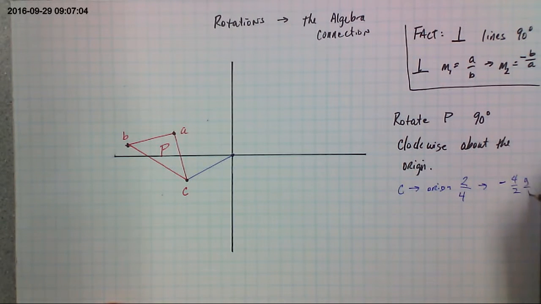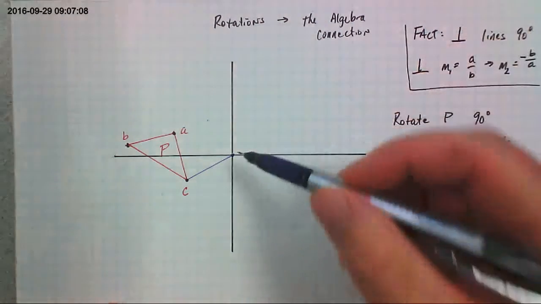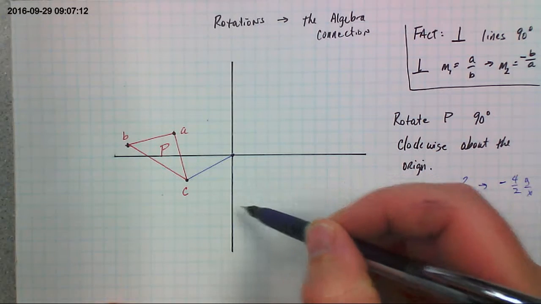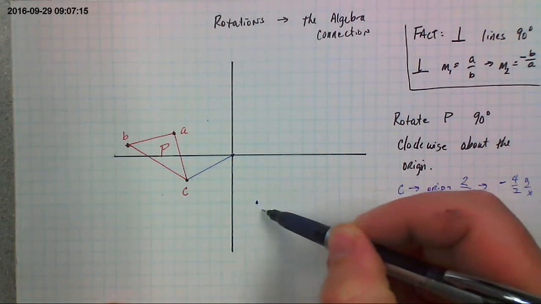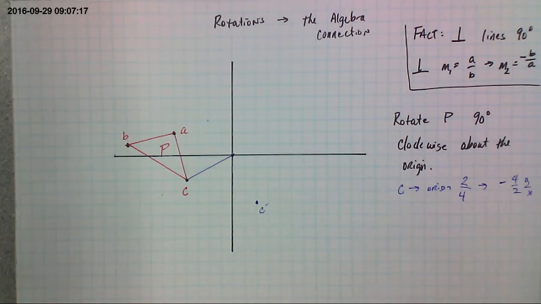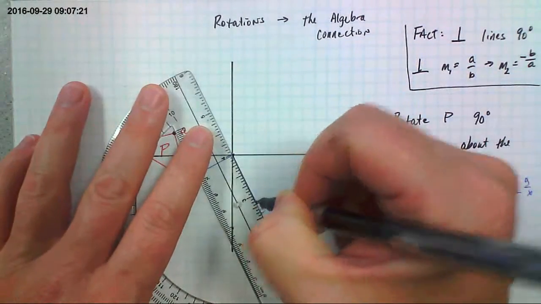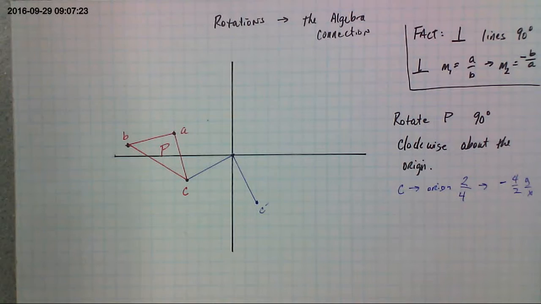So this is y over x. So that means if I went down 1, 2, 3, 4, and over 1, 2, that's where that gets moved to. See? Those are perpendicular. These blue lines are not part of the transformation, but I'm just showing you that it's going 90 degrees.